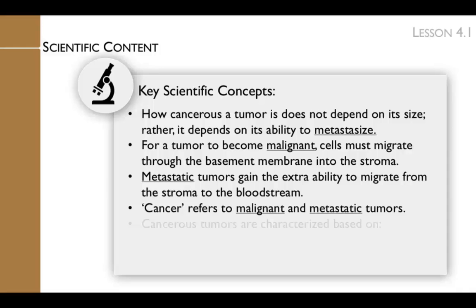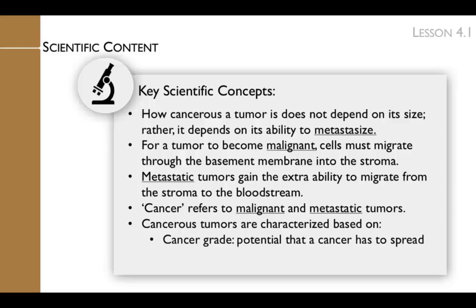Cancer refers to malignant and metastatic tumors. And cancerous tumors are characterized based on cancer grade, which is the potential that a cancer has to spread from a primary site, and cancer stage, which refers to the extent that cancer has spread from the primary site.